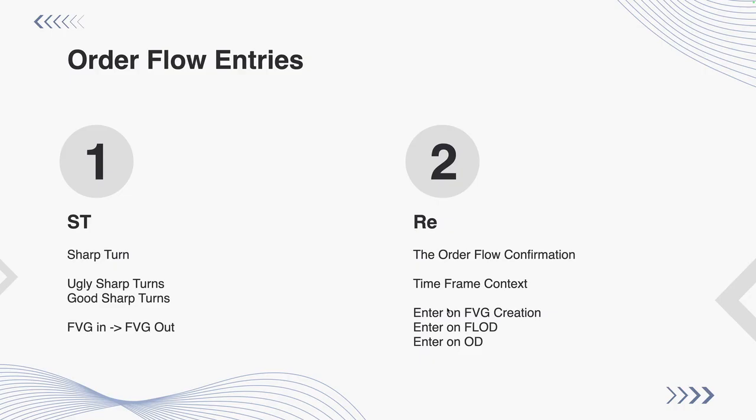Then where do we actually want to look to enter? Well, there are different possibilities and I'll go over every single one as well. We can enter on an FVG creation, we can enter on the flood, the first line of defense, and we can enter on the overlapping defense as well.